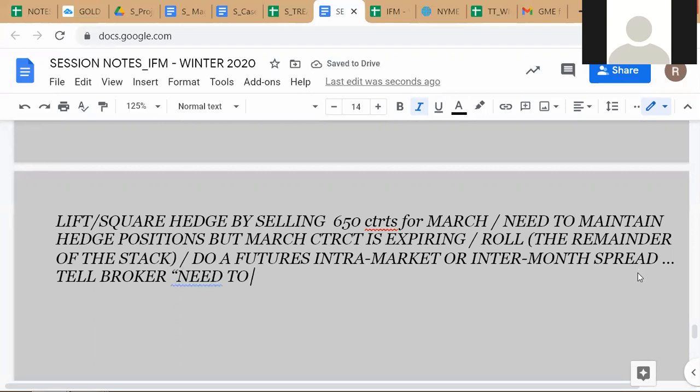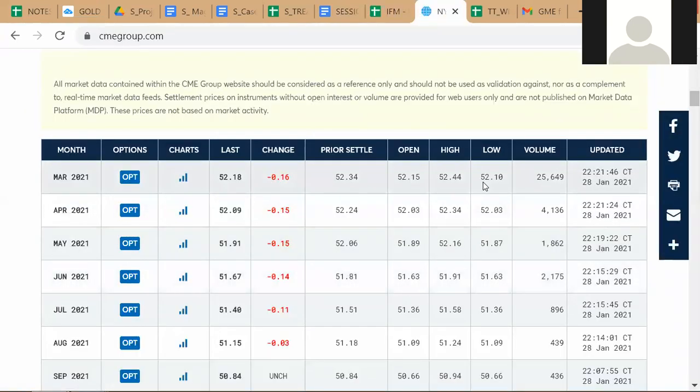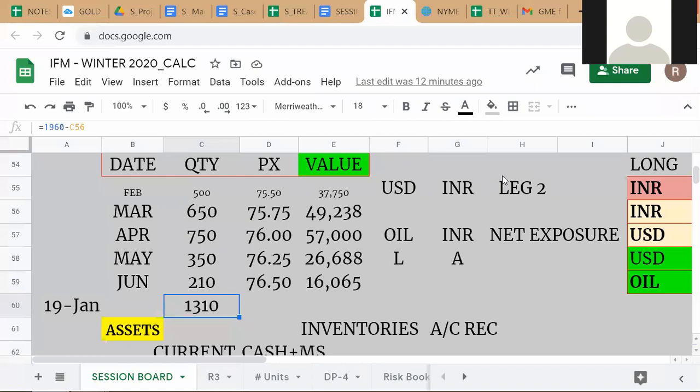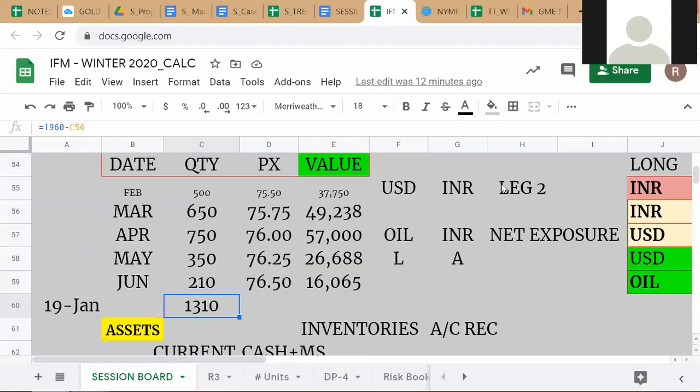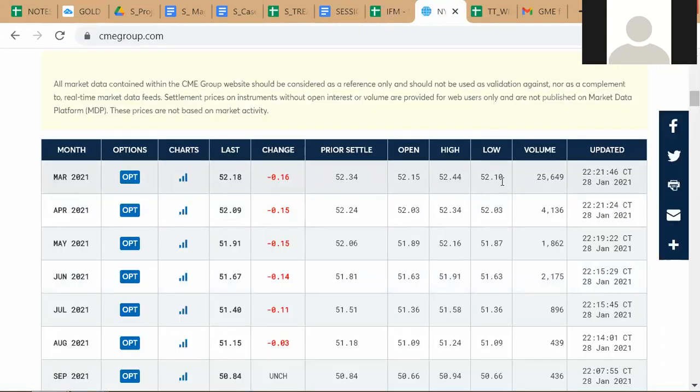What is your position in March? Remember, you squared off 650. You had an initial long position of 1960, and then you squared off 650 by selling off 650. So you're still long 1310. But this is no good anymore, because in March, this thing is expiring, you need to get out of here. If you remain long 1310, you might get delivered on 1310 if you go past the first notice date in crude oil. You don't want to get delivered 1310 for March, because you don't need it until much later. So before first notice day, you roll this.